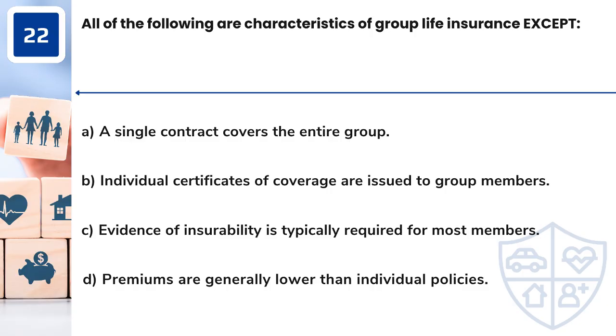Question 22. All of the following are characteristics of group life insurance except A. A single contract covers the entire group. B. Individual certificates of coverage are issued to group members. C. Evidence of insurability is typically required for most members. D. Premiums are generally lower than individual policies.